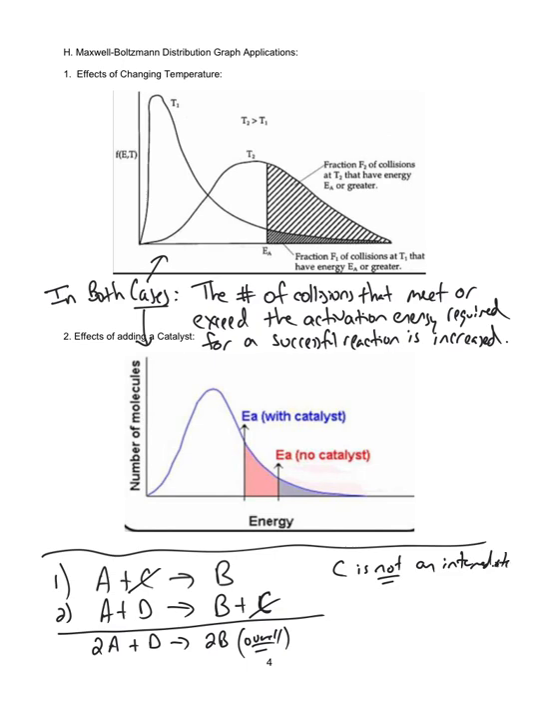It's not an intermediate because it is a reactant first, and it's a product second. To be an intermediate, it has to be formed. It has to be a product first and a reactant second. What is C now in this overall mechanism?